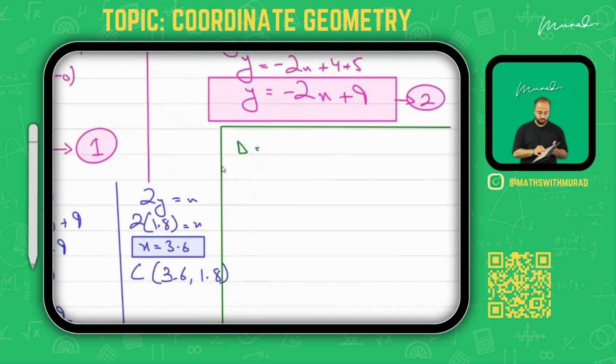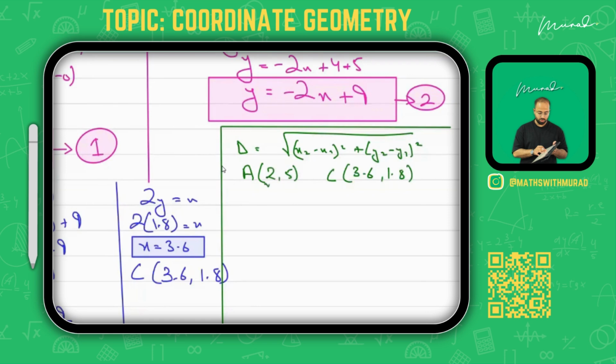So basically what is happening, I'll be using the distance formula. You guys already know the square root of (x2 minus x1) whole square plus (y2 minus y1) whole square. This is the formula for distance. The coordinates of A are already given to you guys, which are 2,5. The coordinates of C are 3.6, 1.8. This is your x1, this is your y1, this is your x2, and this is your y2. You have to just simply put these values in the formula.